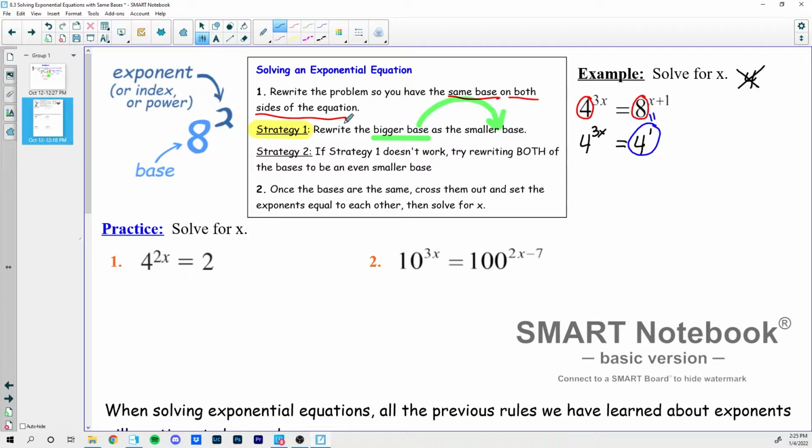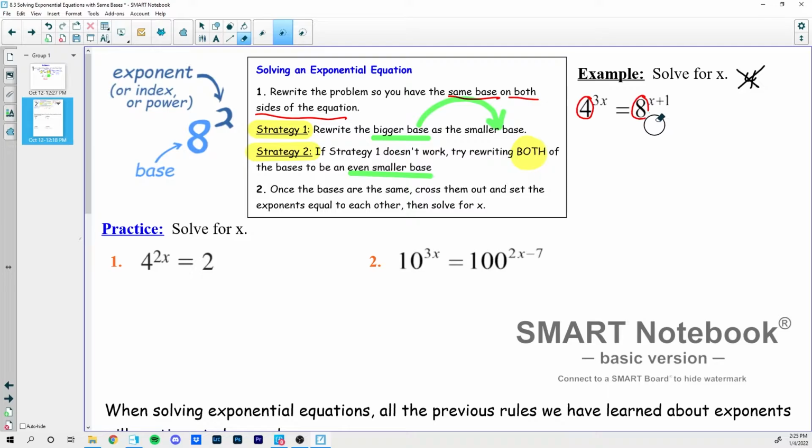Okay. So now here's where we would use our other strategy. Strategy 2: if the first one doesn't work, we're going to try to rewrite both of the bases to be an even smaller base. So now both of the bases need to change. So let's go back and erase this a little bit.